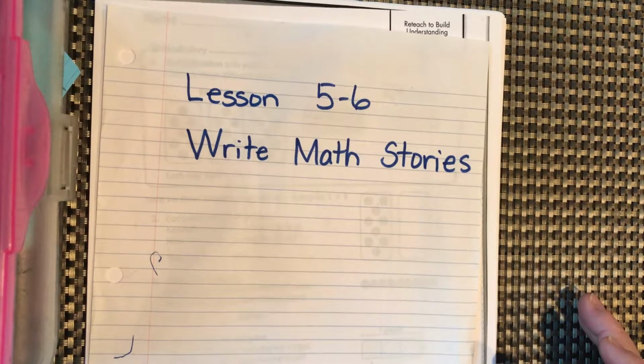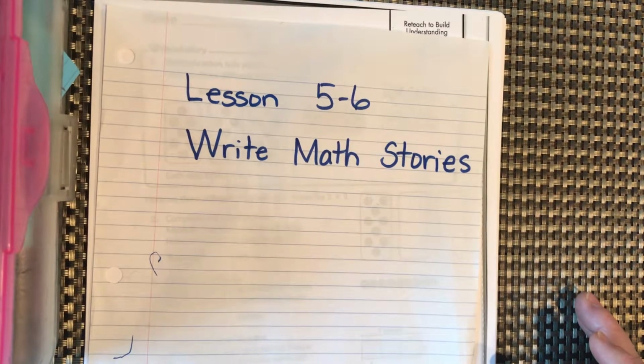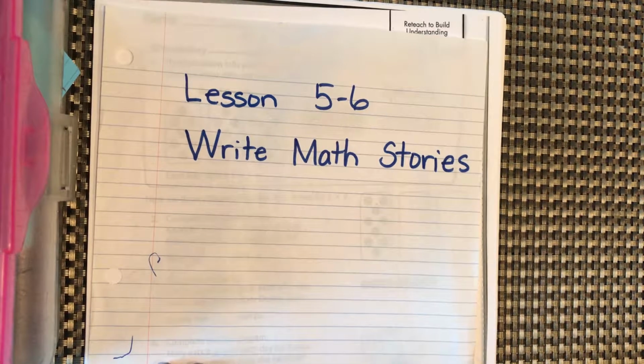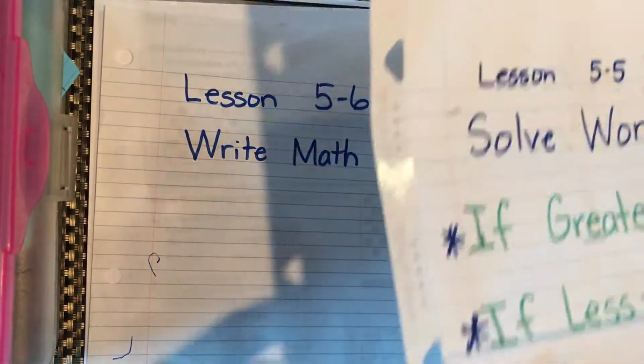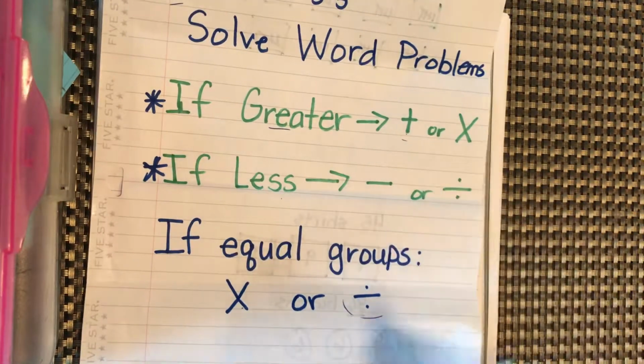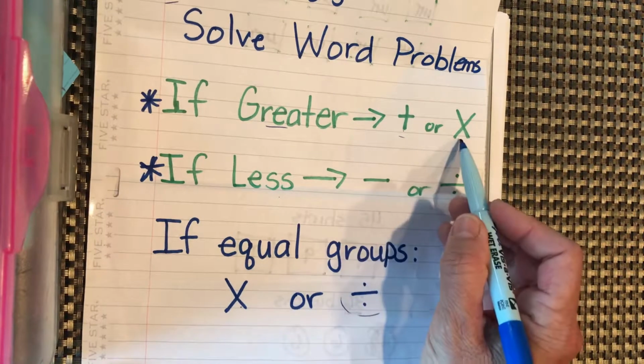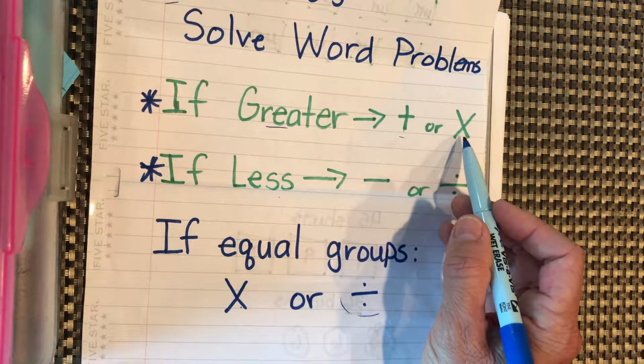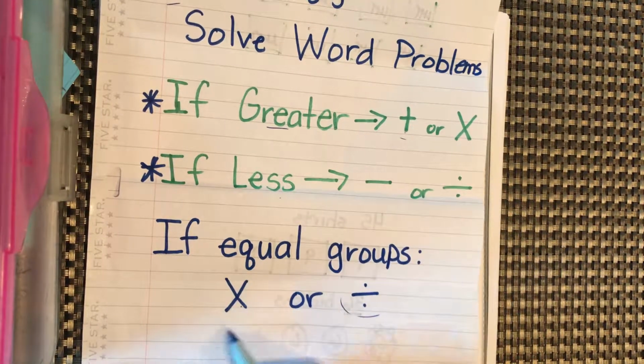Okay, lesson 5-6, writing math stories. We are going to write math stories for multiplication problems today. And remember, the most important thing here is that if we are going to multiply, our answer must be getting bigger and we must have equal groups.